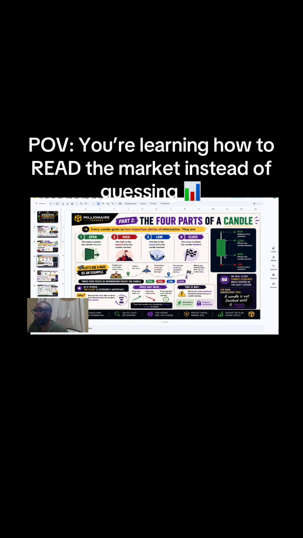If it's a red candle, it opens here and closes here. On the green candle, it opens at the bottom and closes at the top because price goes up. On a red candle, price goes down. The high and low are still the same. The only thing that changes is where it opens and closes. You switch these around on the red candle. That's it.